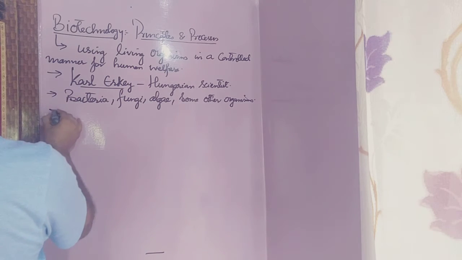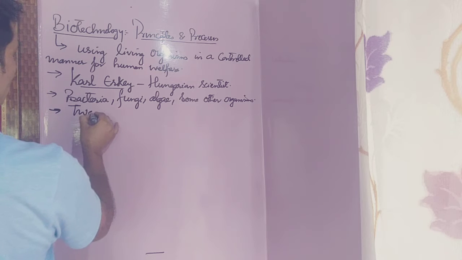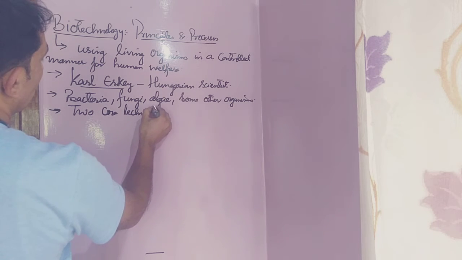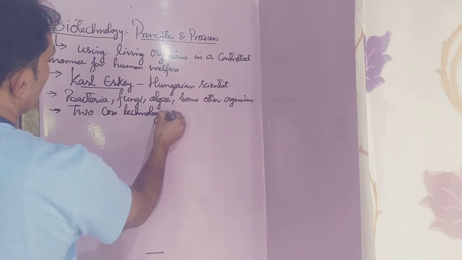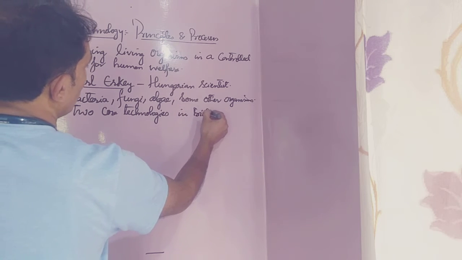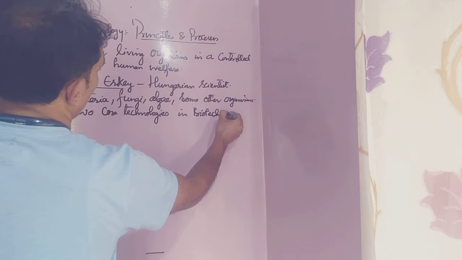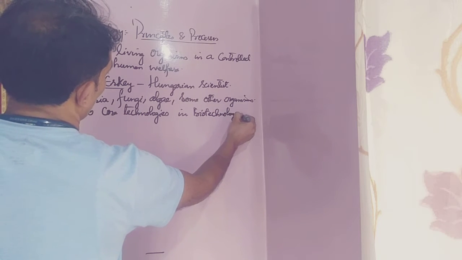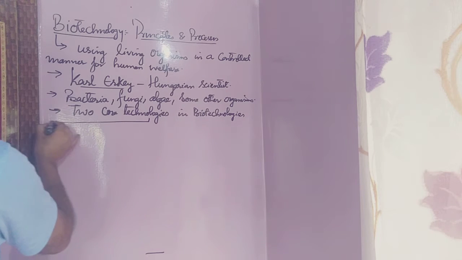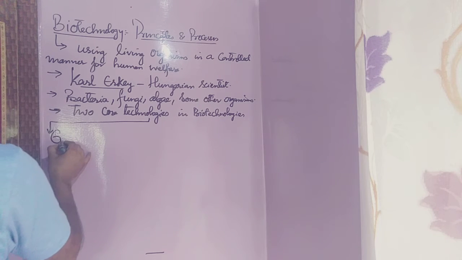There are two core technologies in biotechnology. It means that biotechnology stands on two core technologies. The two core technologies of biotechnology are, first, genetic engineering.